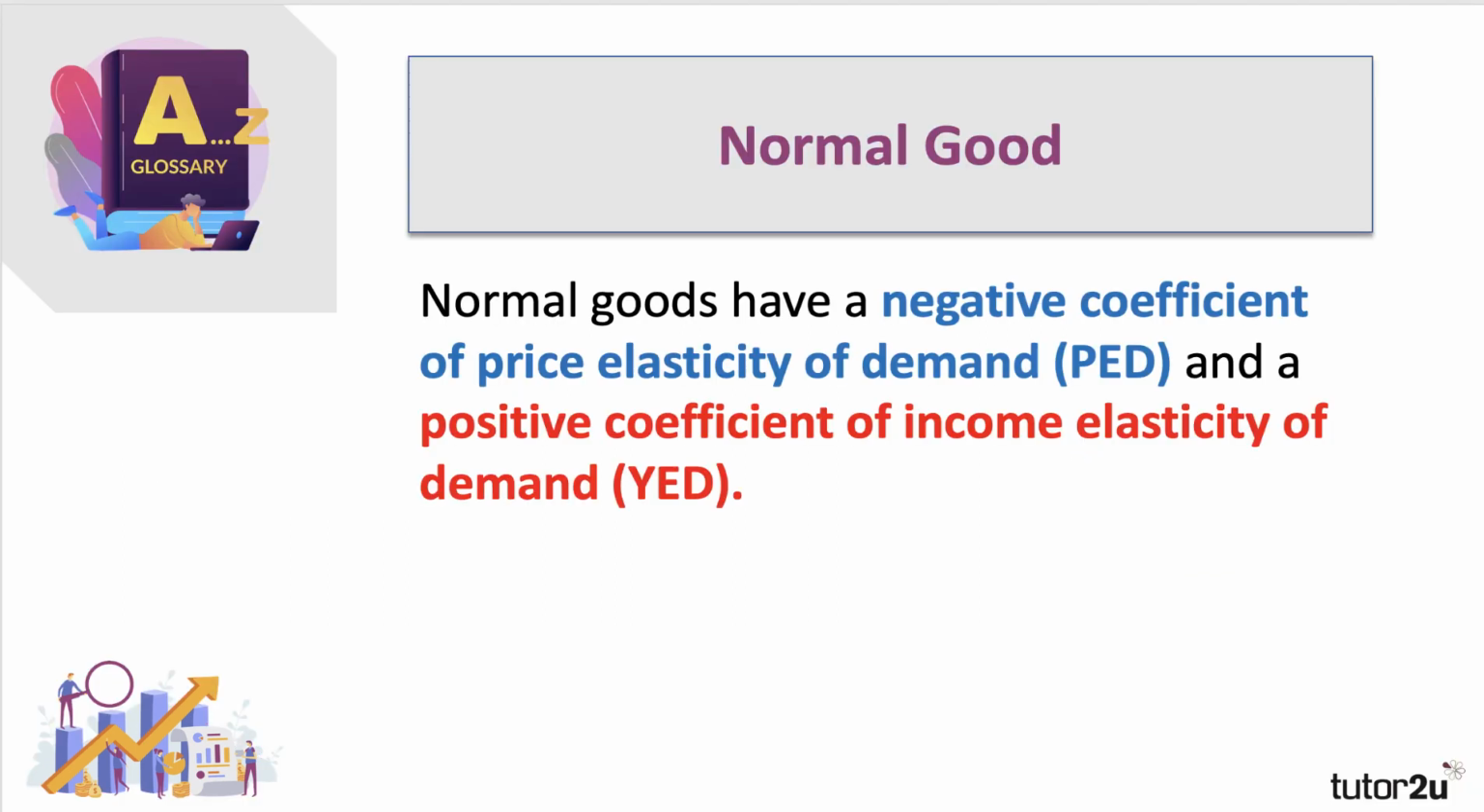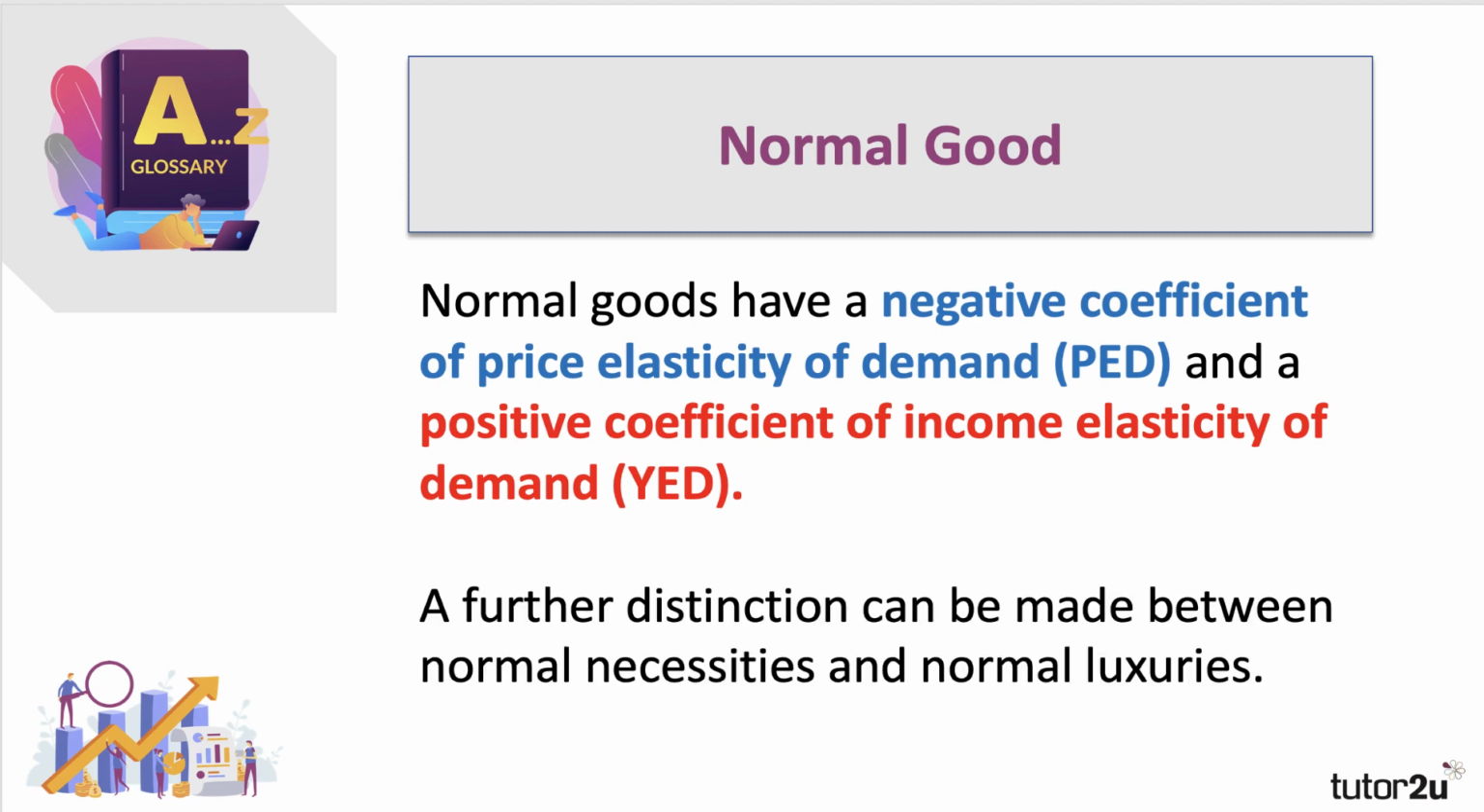Well, it's a good or service that has a negative coefficient of price elasticity of demand, or PED, but a positive coefficient of income elasticity of demand, otherwise known as YED. Now, further distinction can be made between normal necessities and normal luxuries.